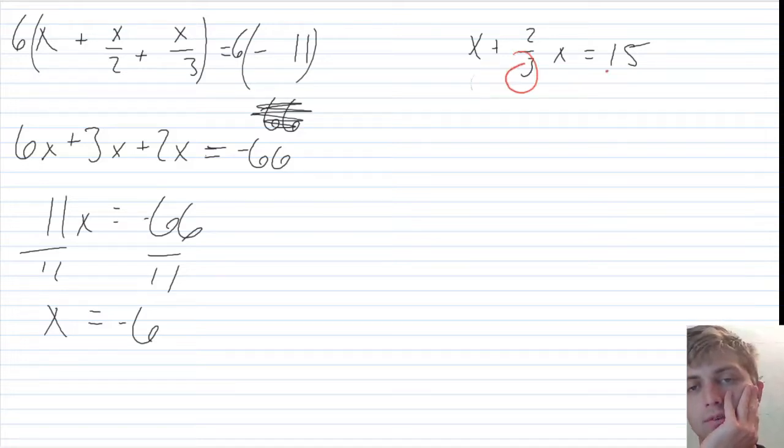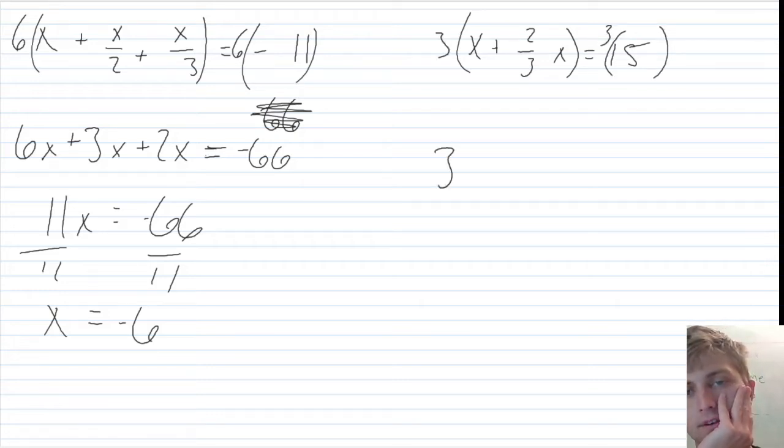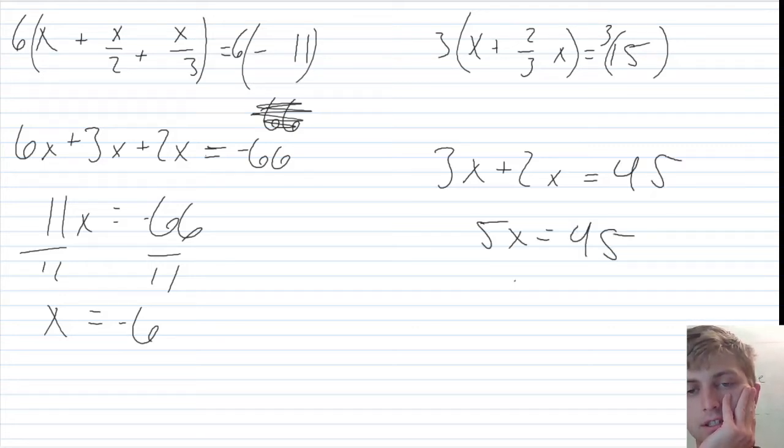And then over here, let's clear our fractions. We've got a 1, a 3, and a 1. Multiply everything by 3. We've got 3x plus 2x equals 45. Combine like terms, 5x equals 45. x equals 9. Alright, those are the practice lessons.